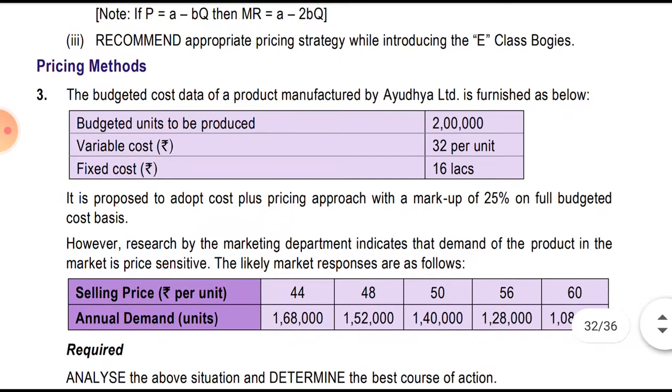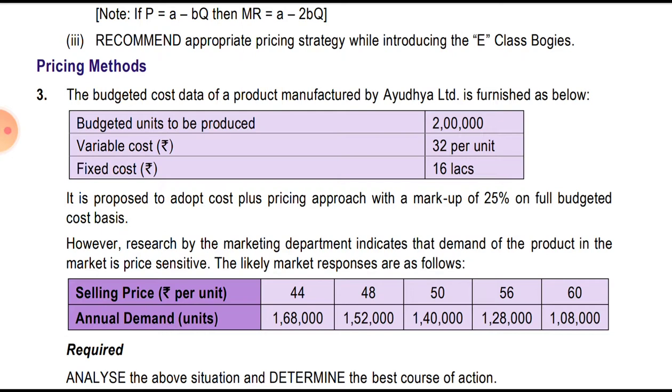So if we go by the earlier data which is given, the budget is 2 lakh units. So what will be the selling price in that case? The 2 lakh budget is multiplied by the variable cost, 2 lakh into 32. Then add 16 lakh to that, that is, the fixed cost.